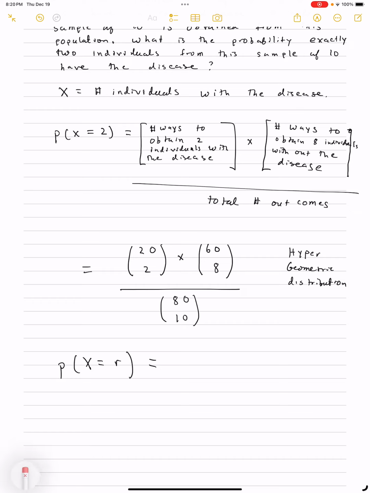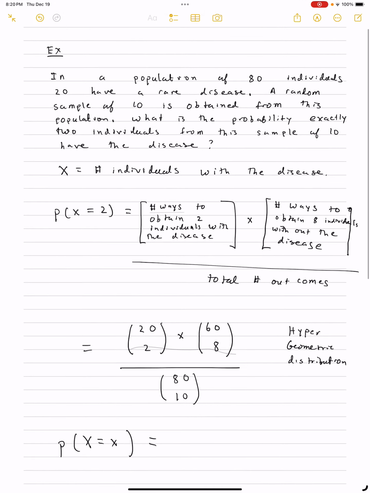Excuse me, let's not use R there. Let's call this X. So I'm going to write down here that R is 20. The total population size here is 80. And the sample size I'm going to call little n.